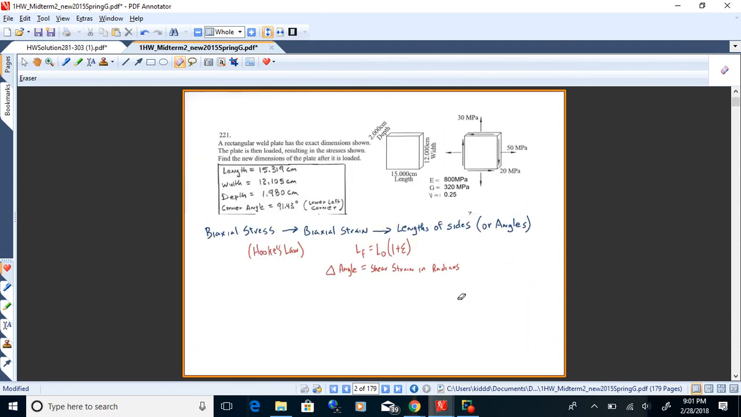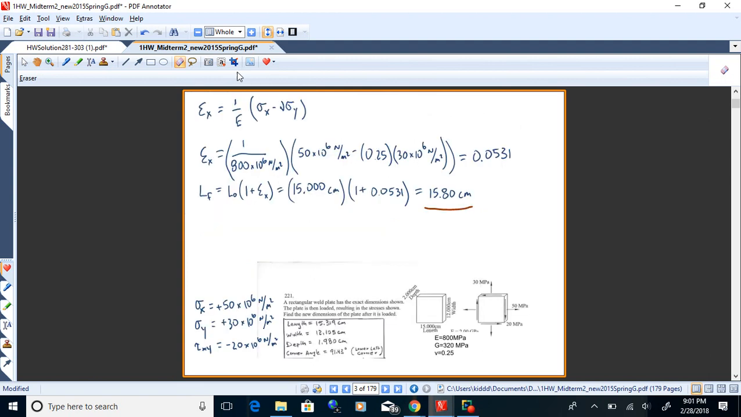So 221. All right, on 221, you've got biaxial stress given. You've got some material properties given. So you go from biaxial stress to biaxial strain, and that'll tell you the strain. Then using the strain, you can calculate the lengths of the sides or angles. Okay. So we went through this.